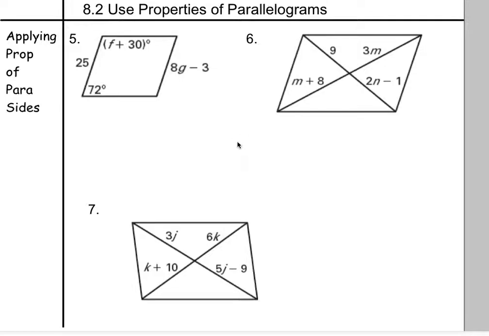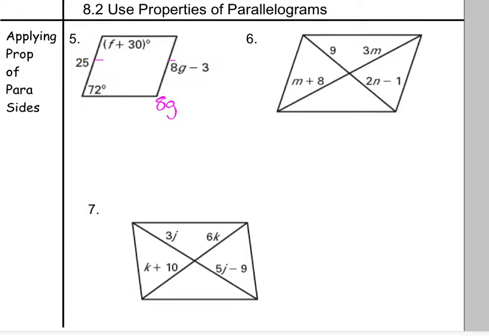Here we're going to continue using the properties of parallelograms to again solve for variables, possibly on the diagonals, possibly on the sides, possibly in the angle measures, just using all those properties of parallelograms that we looked at. For number 5 here, I'm going to first use these two sides. They're opposite sides, so you can set them equal and solve.